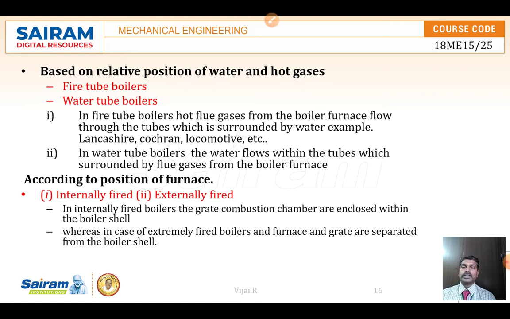In water tube boilers, water is filled inside the tubes and the tubes are surrounded by the hot flue gases. Another classification is based on the position of the furnace: internally fired and externally fired. The furnace which is used to produce the heat may be located inside the boiler, or it may be external to the boiler.